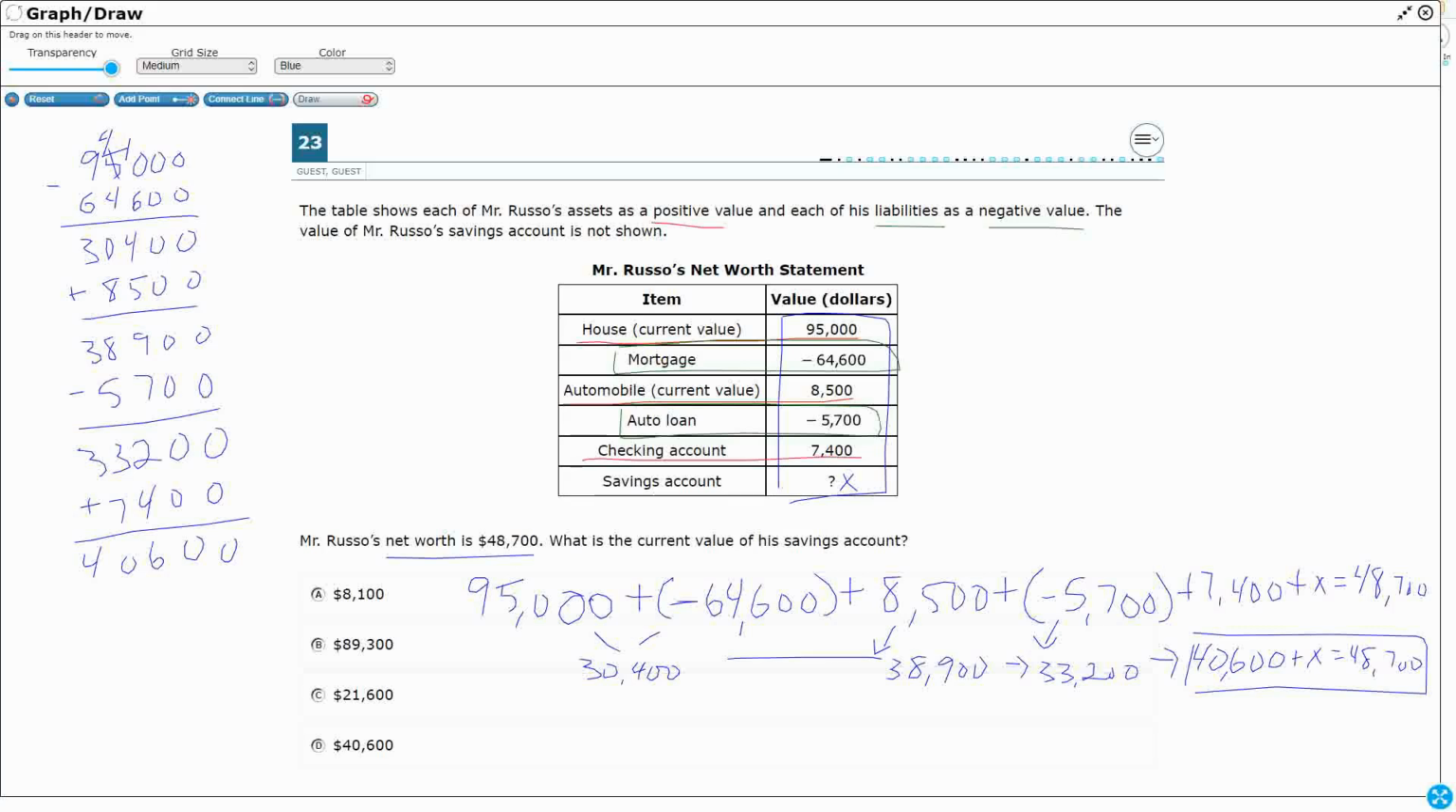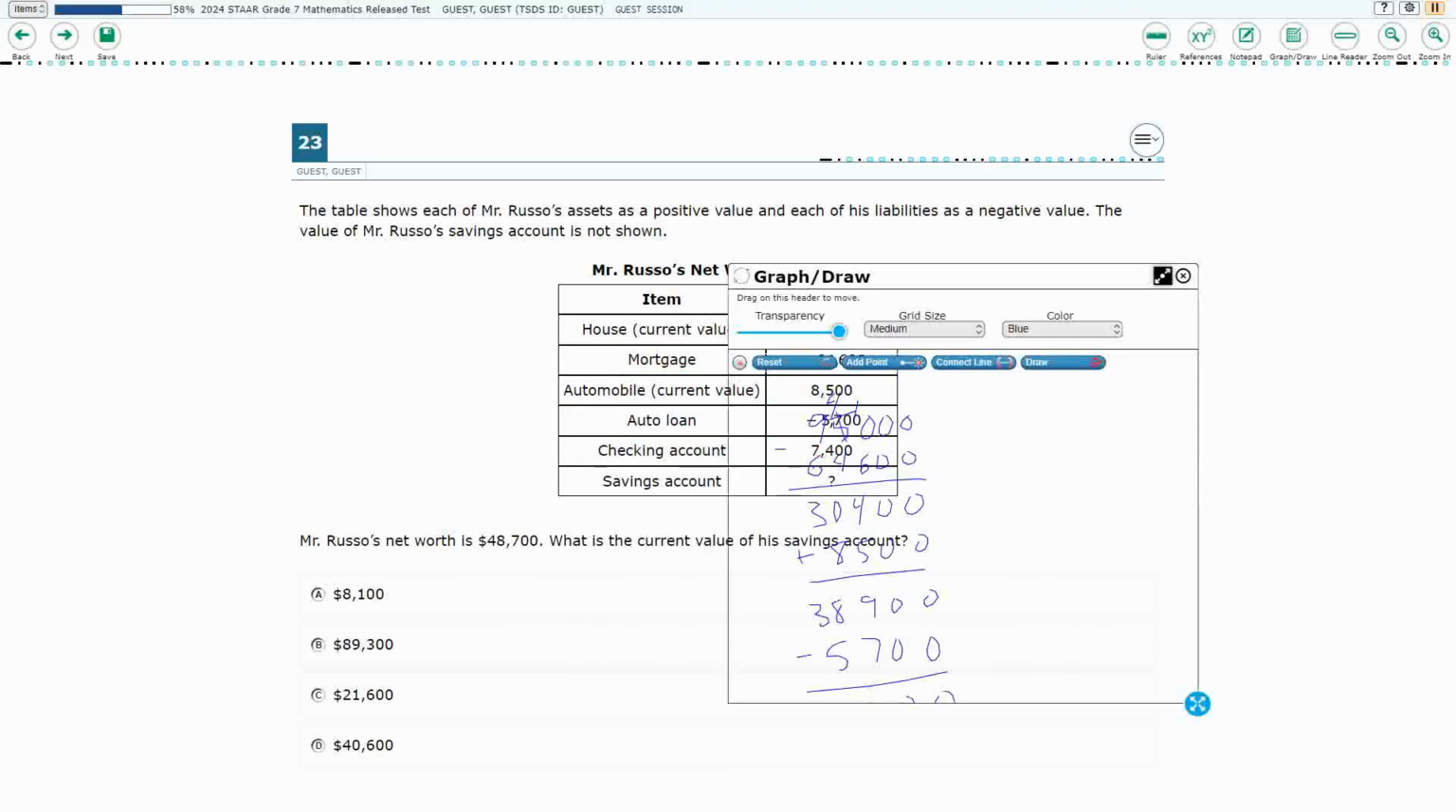So at this point, all I need to do is I just need to subtract the 40,600 from both sides. And that would just isolate the X. So 48,700 minus 40,600. And what are we going to get? All right, so 8,100. You slap that 8,100 in there as my savings account, which is a positive value. That makes sense. You are going to get your full value, your net worth. So the answer is A.